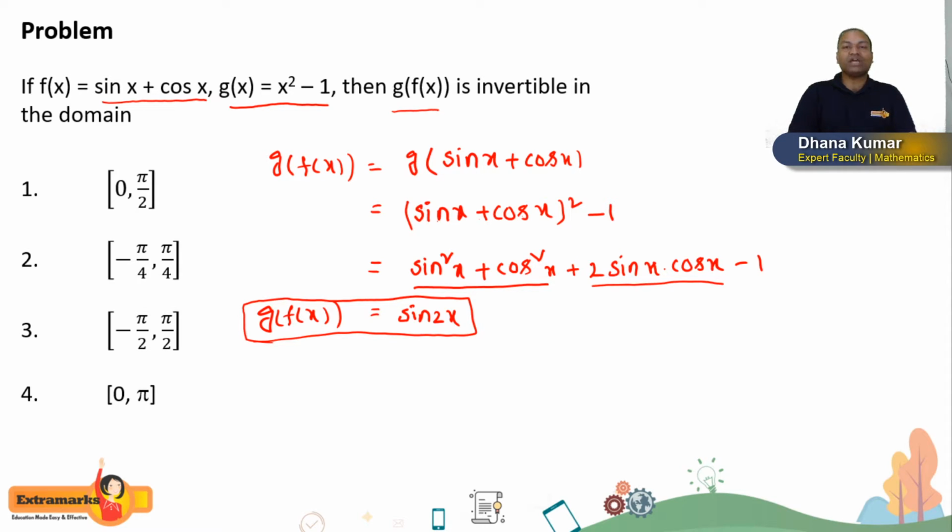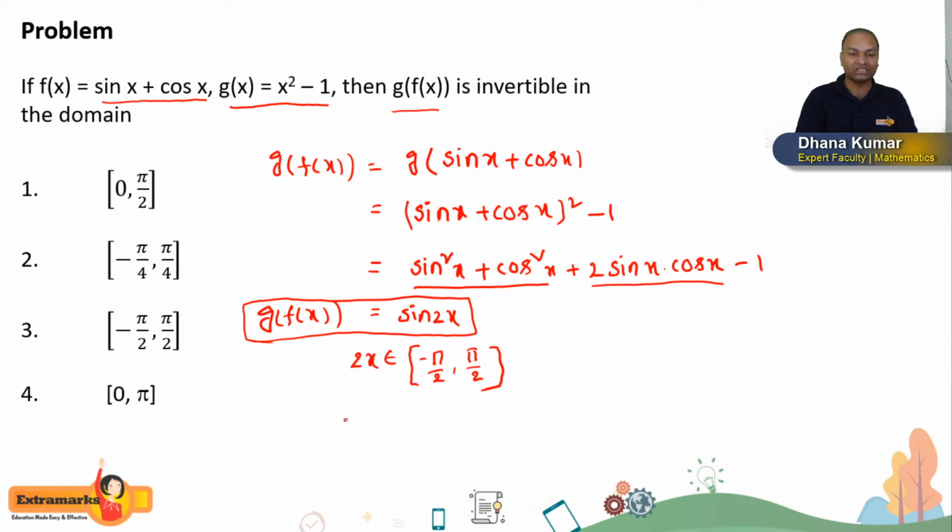Now g of f of x is invertible. Generally the sine function inverse exists when the angle belongs to minus pi by 2 to plus pi by 2. Correct or not? According to inverse trigonometry, first formula only. In this particular interval only, the sine function inverse exists. Some other intervals are also there, but according to the options, I am taking this one. Fine.